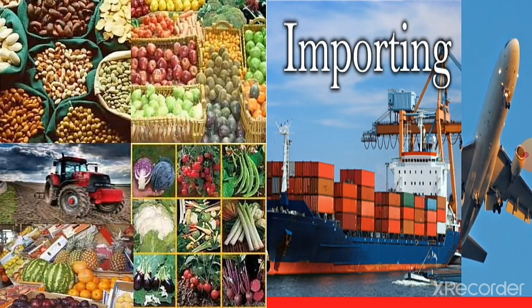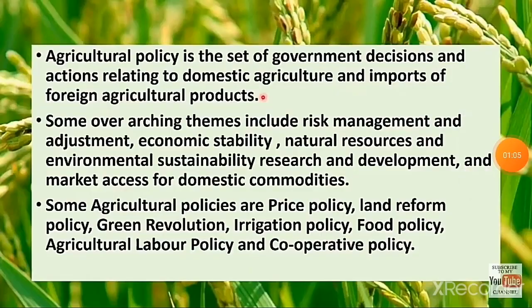So, agricultural policy is a set of government decisions and actions, which means a group of people will make decisions regarding agriculture relating to domestic agriculture. Domestic agriculture means product which is produced within the country and import product from other countries which is needed for agriculture purpose. Then some overarching themes including risk management and adjustment, economic stability, natural resources and environmental sustainability, research and development and market access for domestic commodities.